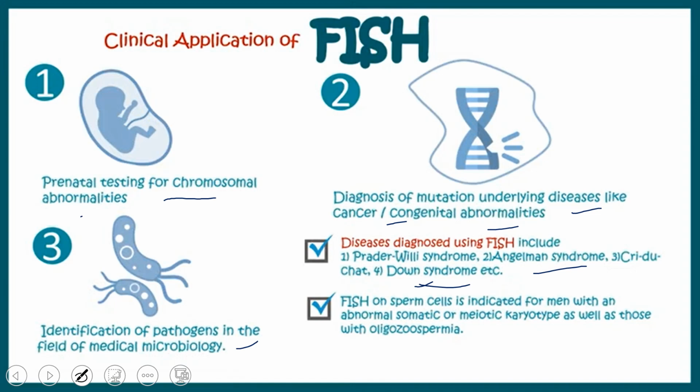FISH on a sperm cell is indicated for men with an abnormal somatic or mitotic karyotype, as well as those with oligozoospermia. So these are the different applications of FISH.